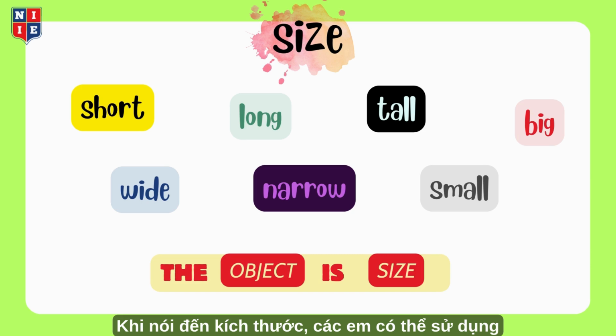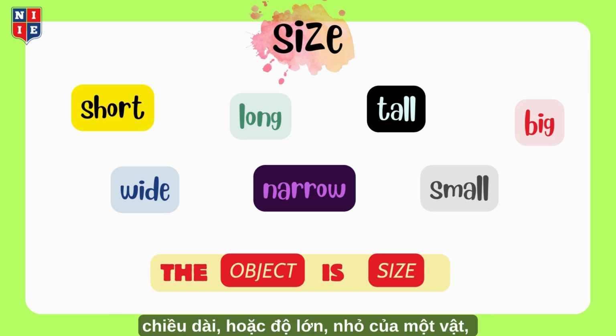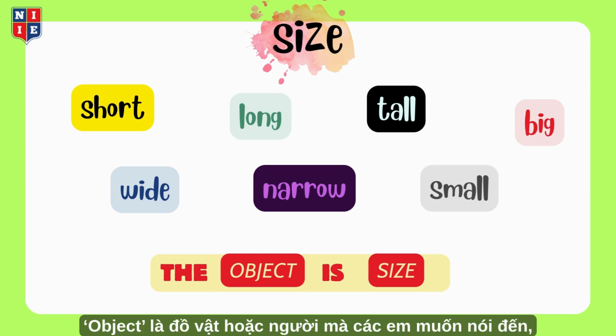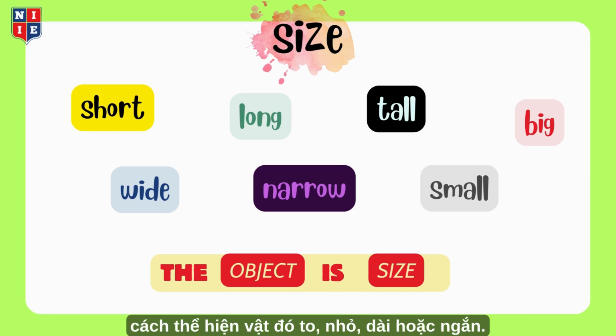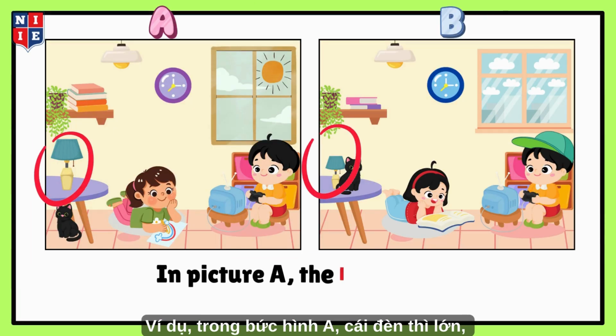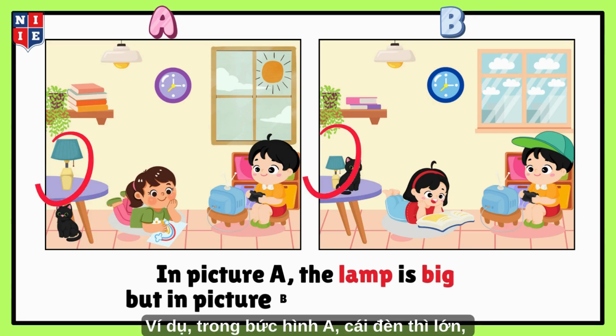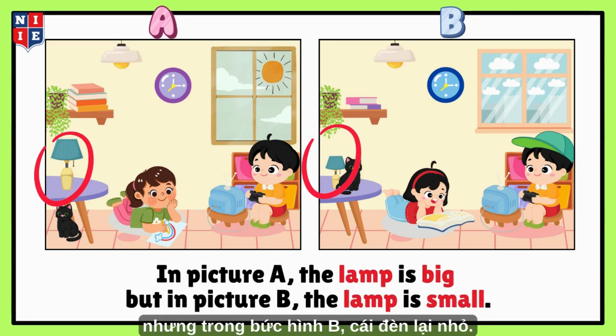When it comes to size, you can use different adjectives to describe height, length, or how big or small something is, like big, small, long, short, and so on. To describe the pictures, just follow the given structure. Here, object is the thing or person you want to talk about, and size shows how big, small, short, or long that object is. For example, in picture A, the lamp is big, but in picture B, the lamp is small.